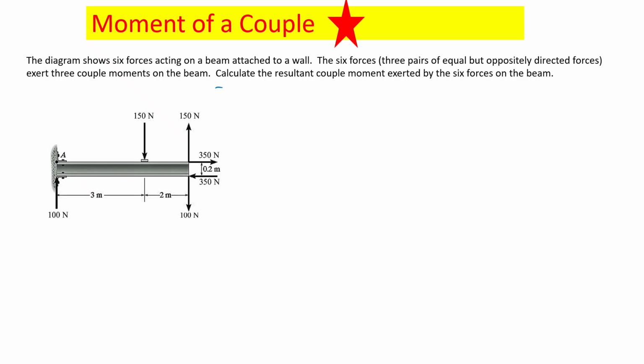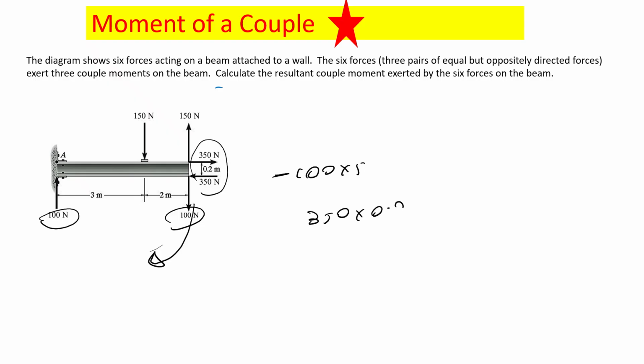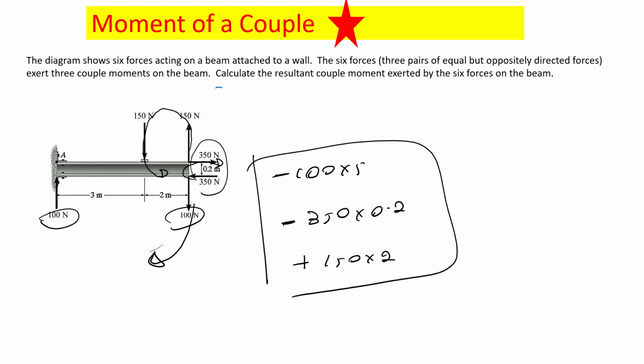So this one will be 100 times 5, and that is in the clockwise direction. And this one, 350 times 0.2, is in the clockwise direction as well. And the other one is in the counterclockwise direction, positive 150 times 2. When you put these together, you should get the same answer, which is negative 270. Do you get it, Tom?